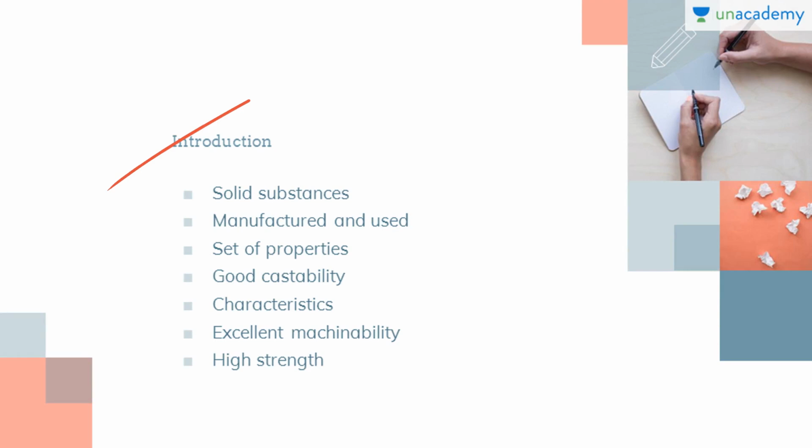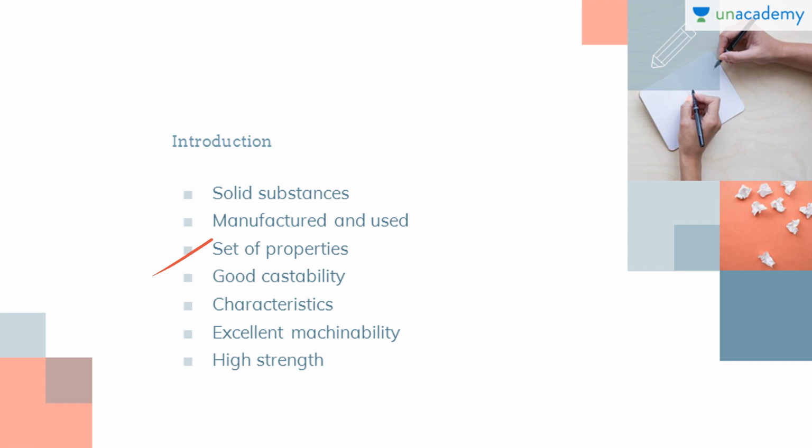Engineering materials are actually defined as solid substances which are manufactured and used for various engineering applications. There are various metals available, and the choice of a particular material for a specific application actually depends on the set of properties which are possessed by the material.